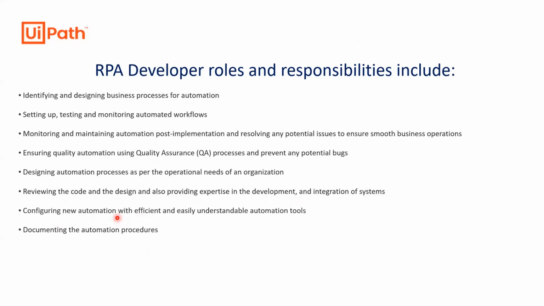Configuring new automation with efficient and easily understandable automation tools. That again makes the same point, that you need to write the right code. This one is very important: documenting the automation procedures, right? You should be very good at writing documents, which means that whenever you are working, you also need to document the things you are doing.